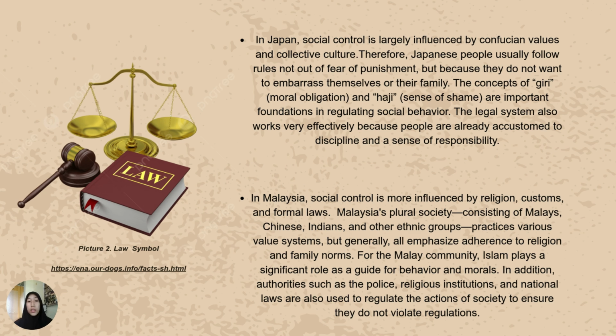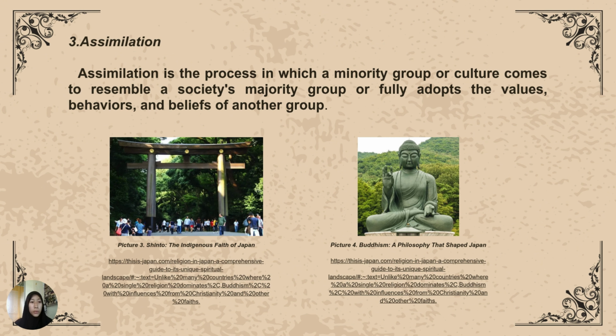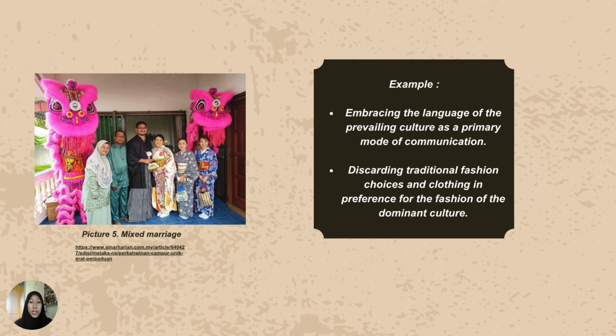Let's move to the third point. For the third point, assimilation. Assimilation is the process in which a minority group or culture comes to resemble a society's majority group or fully adopts the values, behaviors, and beliefs of another group. For picture 3 and picture 4, they are beliefs of Japanese. So for this example, we have a mixed marriage from Malaysia and Japan.